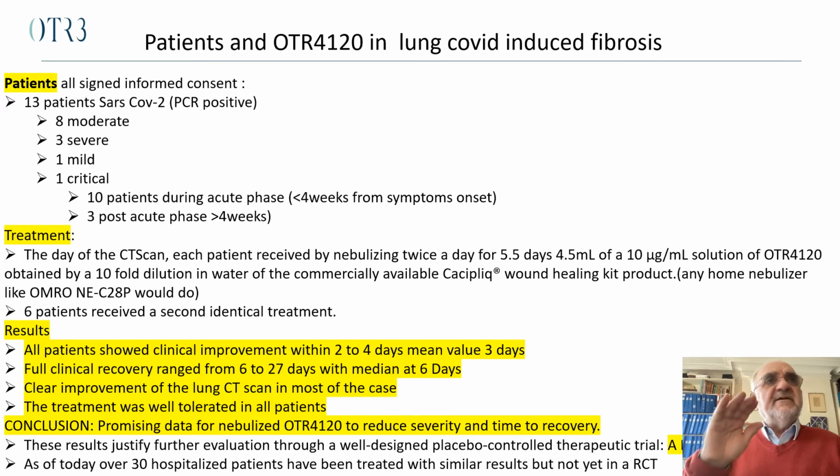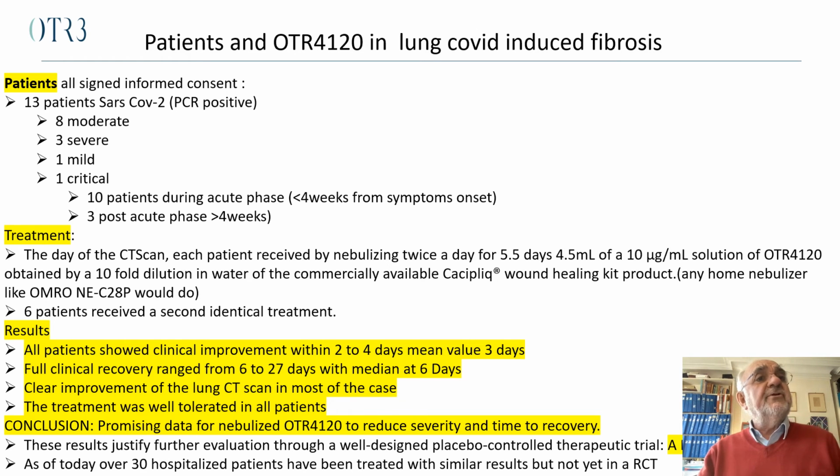And that was enough to show that all the patients improved within 2 to 4 days with a mean value which was very spectacular. Full clinical recovery ranged from 6 to 27 days with a median of 6 days, because some patients did not completely recover. 6 received a second identical treatment in the following days, and then they improved very much. And the clear improvement was seen at the lung CT in most of the cases. The treatment was extremely well tolerated in all patients.